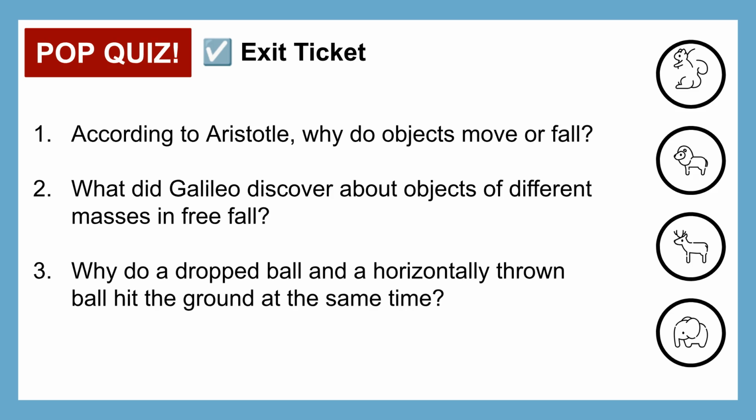To conclude our first lesson, here is your exit ticket pop quiz. You have 3 questions to answer. First, according to Aristotle, why do objects move or fall? Second, what did Galileo discover about objects of different masses in free fall? Finally, why do a dropped ball and a horizontally thrown ball hit the ground at the exact same time?